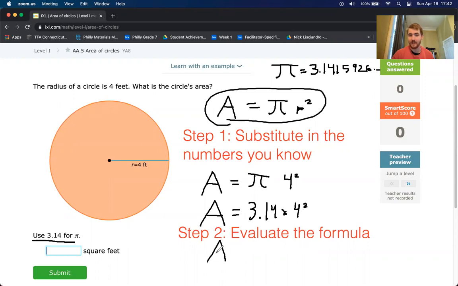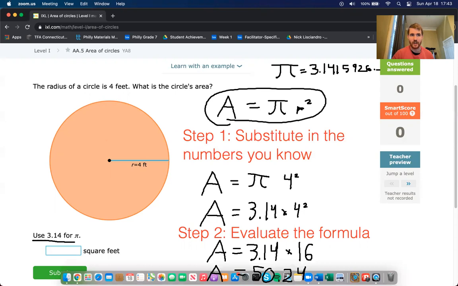So that means A equals 3.14, and we got to do the 4 squared first. So 4 squared is 4 times 4, which is 16. And now we just have A equals 3.14 times 16. You can do that in a calculator. I'm going to do it in the calculator right now. And I found that 3.14 times 16 is A equals 50.24.